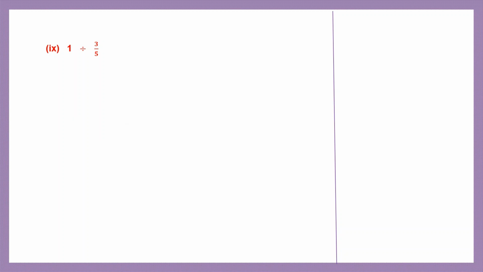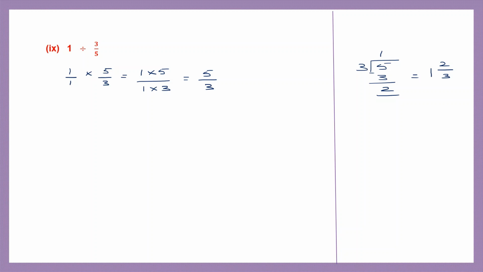Question 9. So this is 1, that is 1 1 by 1. Division changes to multiplication and 3 by 5 becomes 5 by 3. So here what do we have in the numerator? We have 1 into 5 and in the denominator we have 1 into 3. So 1 5's are 5 and 1 3's are 3. This is an improper fraction. Convert this to a mixed number. Divide 5 by 3. 3 1's are 3 minus 2. So what do we have here? 1 2 by 3. So what's the final answer here? 1 2 by 3.